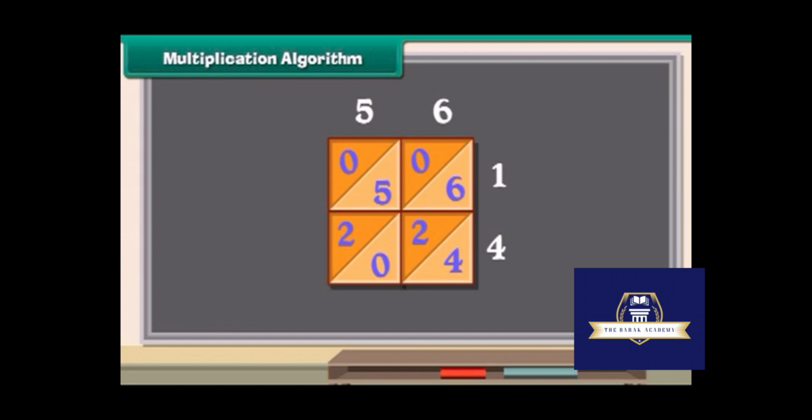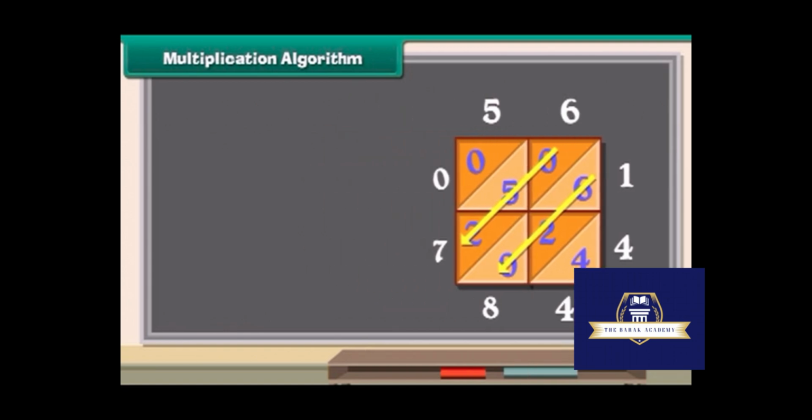Now add the numbers in each diagonal column starting from the bottom. 4 is equal to 4. 6 plus 2 plus 0 is equal to 8. 0 plus 5 plus 2 is equal to 7. 0 is equal to 0. Read the result from left to right as 0784, that is 784. Therefore, we can say that 14 into 56 is equal to 784.